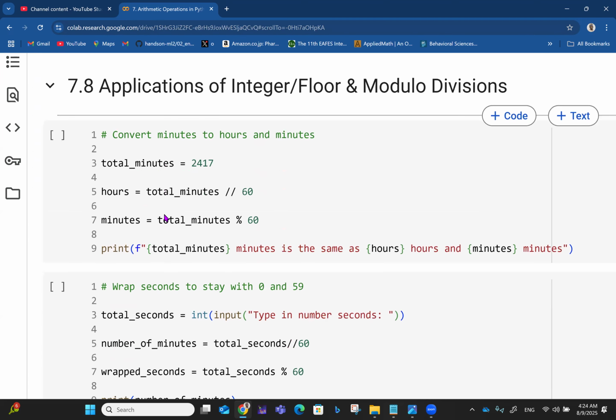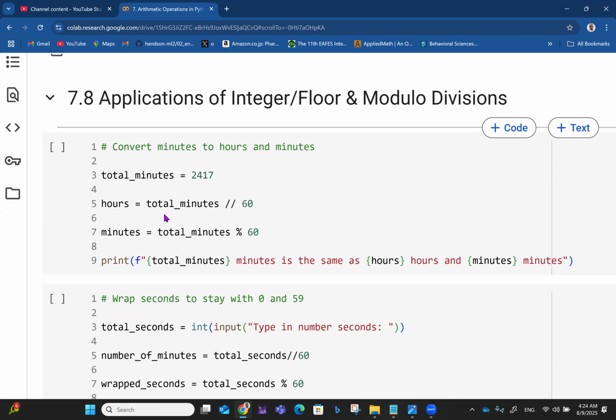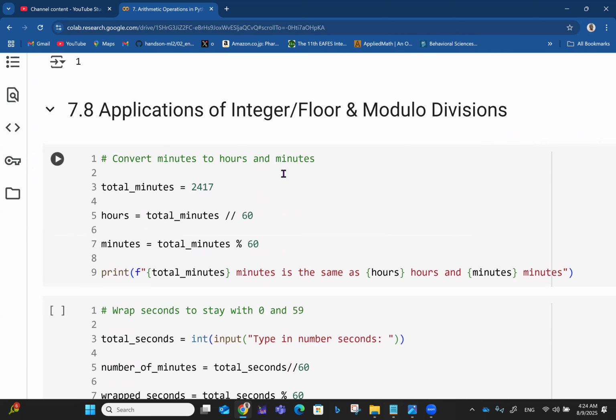Okay. So imagine that you write code. You want to convert minutes to hours and minutes. They are given a number of 2,417 minutes, and you want to convert it to hours and minutes. You can see both integer and modulo will work very well here. So the total minutes is 2417. We know 60 minutes make 1 hour. So for total minutes, you do the floor division by 60. You need the whole hours, the integer value of the number of 60s you can get in 2417, and you don't care about the remainder.